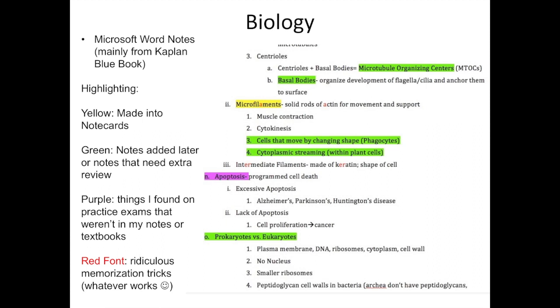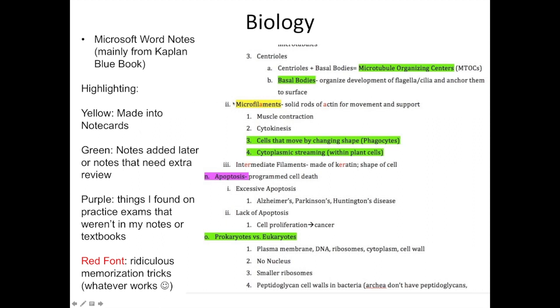So the biology section, like I said before, you're going to be making study guides from the Kaplan Blue Book and the Cliff Notes AP Bio. And here's an example of the Microsoft Word documents that I had for my study guides. You can see here, I used highlighting quite a bit as studying tricks. I'd recommend you do that.